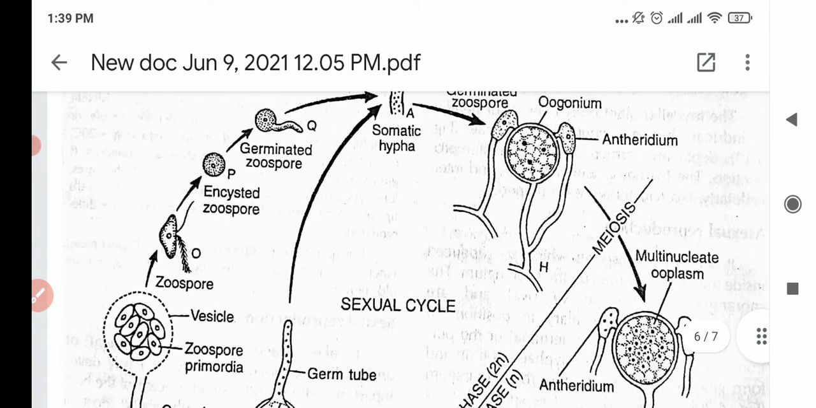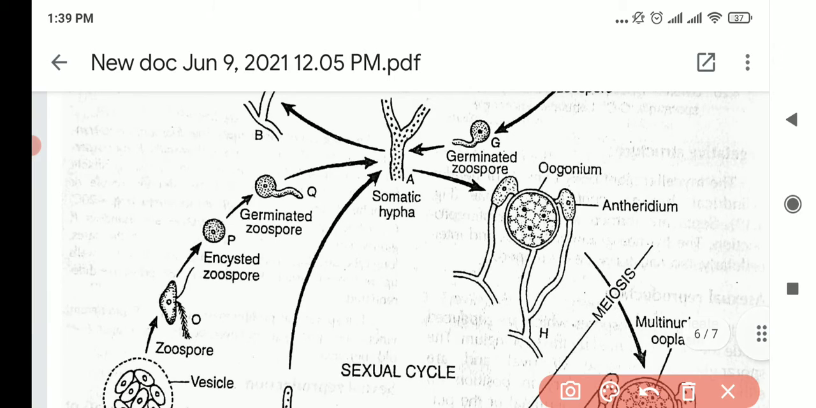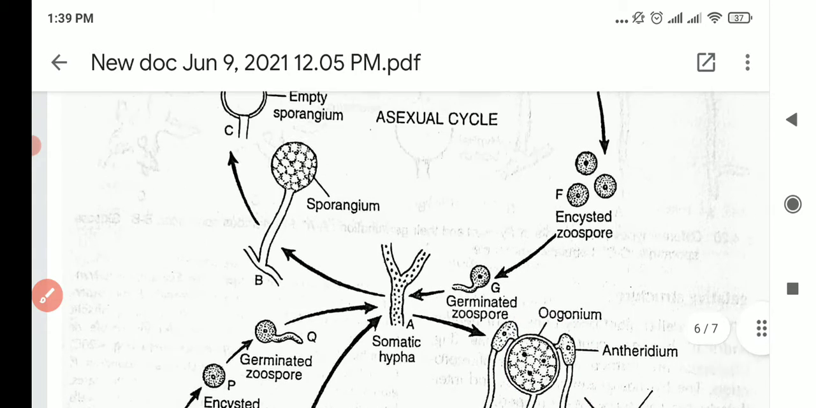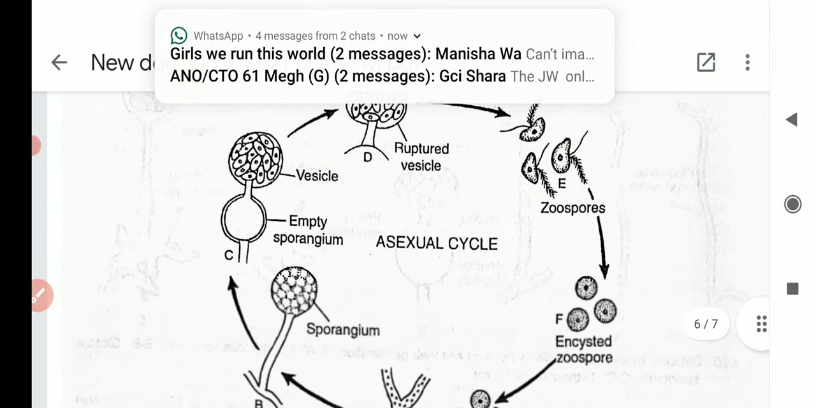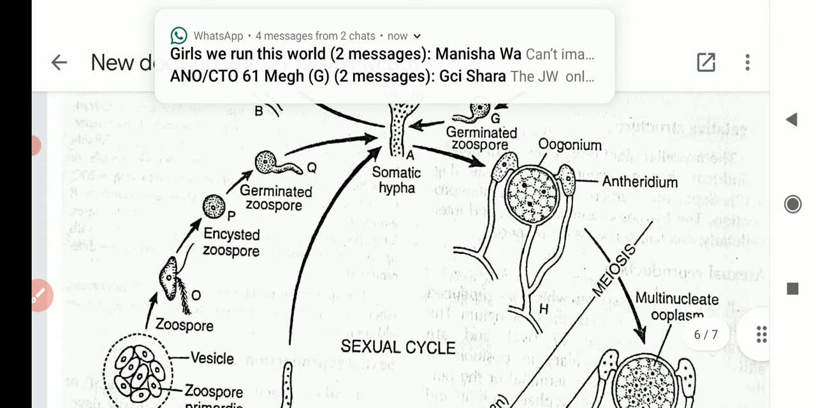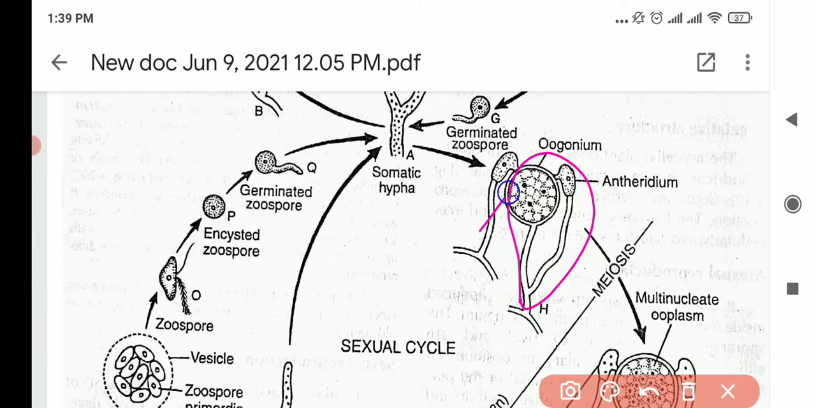Okay, so let's look at the structure. So here, this is... what was that? Ooplasm or periplasm. What was that word? Monoclinus and declinus. Okay, this is a monoclinus stalk and this is the declinus. So they are sticking to the wall. Okay, the antheridium sticking to the wall of the ovum.